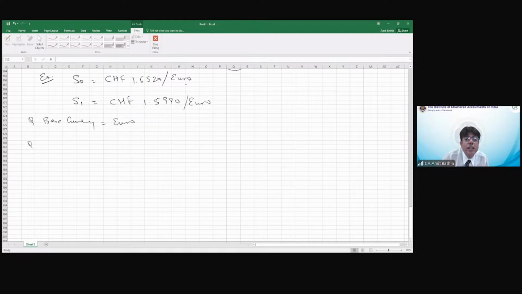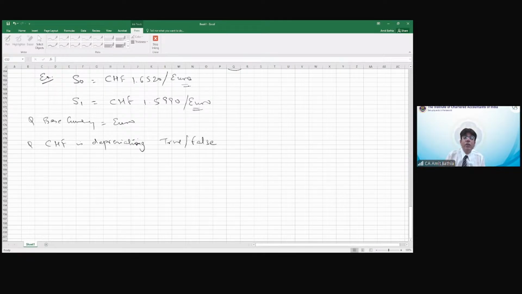Yes, that is the correct answer. You can see over here, it is for 1 euro, right? So it is a base currency. All right. Now, CHF currency is depreciating. True or false? Tell me. Which currency is depreciating over here? And which currency is appreciating? Euro is depreciating, right?